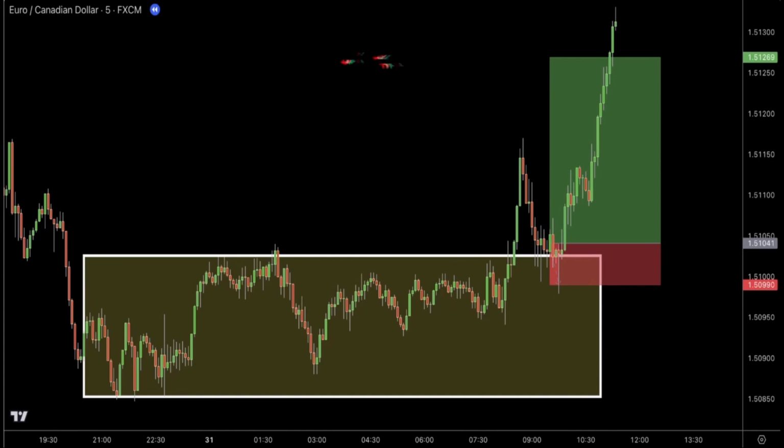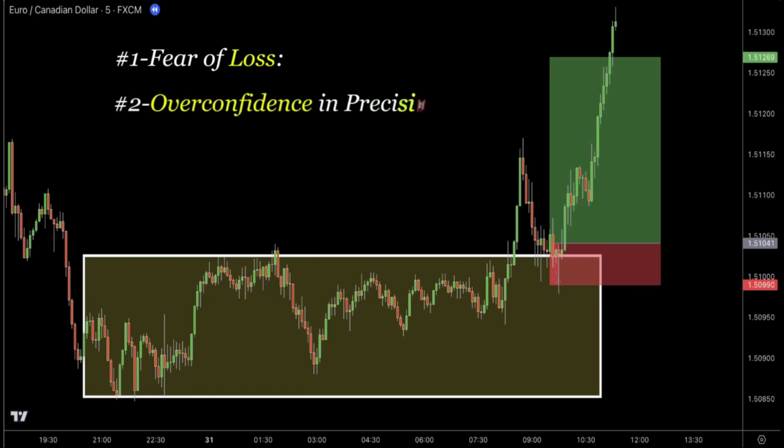Why does this mistake happen? The first reason is fear of loss. You might think that using a smaller stop loss will protect you from losing too much. But in reality, it ignores the natural volatility of the market, which needs room to breathe. The second reason is overconfidence in precision. You believe you can perfectly predict where the market will reverse, so you place your stop loss too close to your entry. This doesn't account for the normal movements of the market.